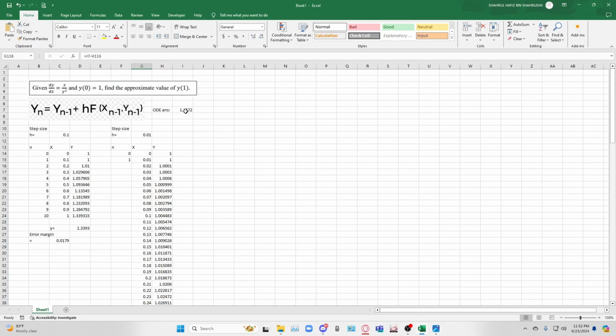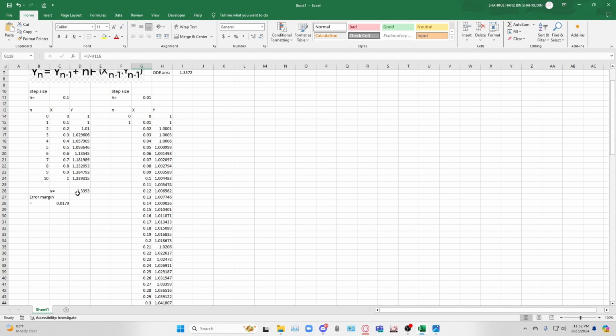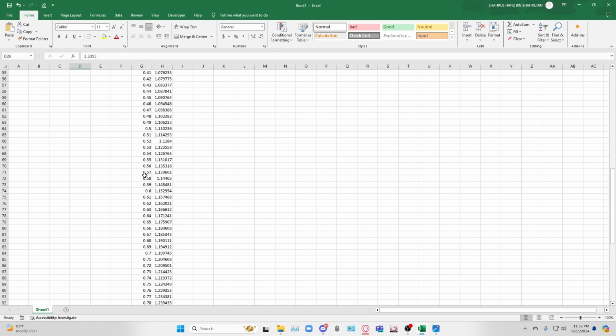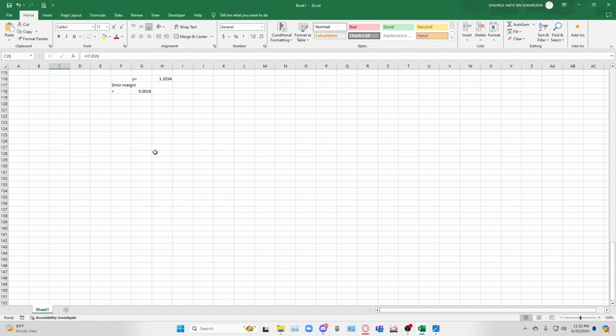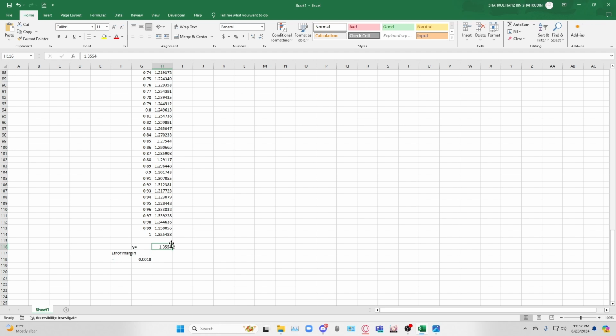So using the ODE answer I got from that working, I apply it to both of my y values over here. As you can see, my error margin for this step size set over here will be 0.0179, which may look small, but compared to the other one, if I take the ODE minus this value, I get 0.0018. This concludes and shows me that the smaller the step size, the smaller the error margin is between the shown curve and the actual answer curve.